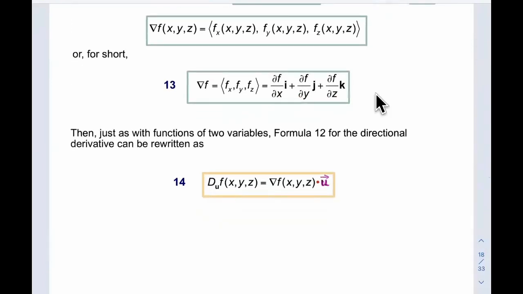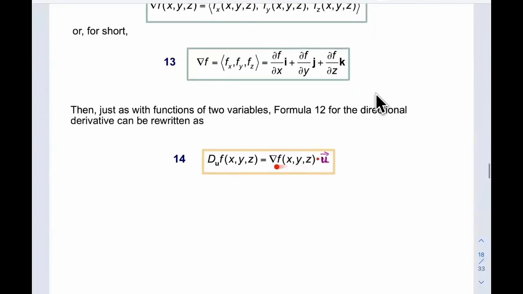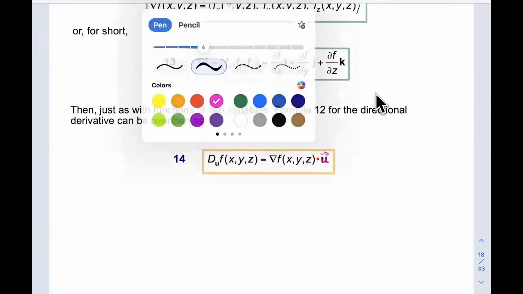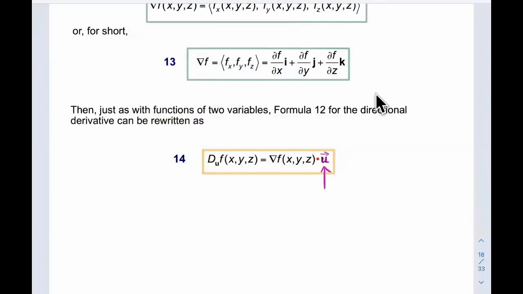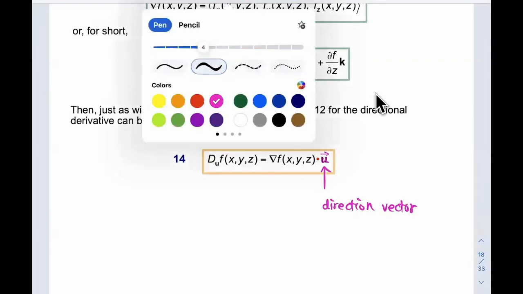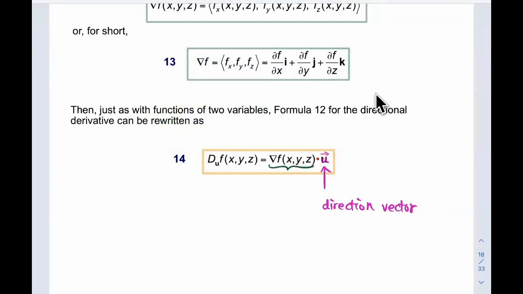So again, the directional derivative of the function in the direction of u is the gradient vector dotted with the direction vector. Let me put it out for you. The u here is the direction vector, so that gives you the direction. And what is this part over here? This one over here is the gradient vector.